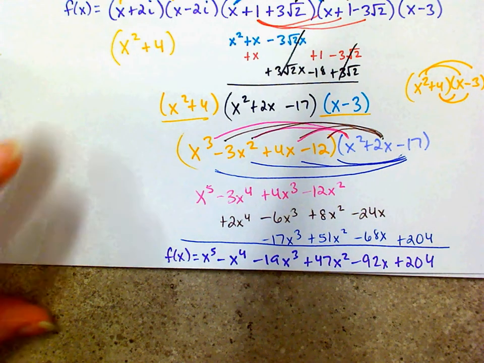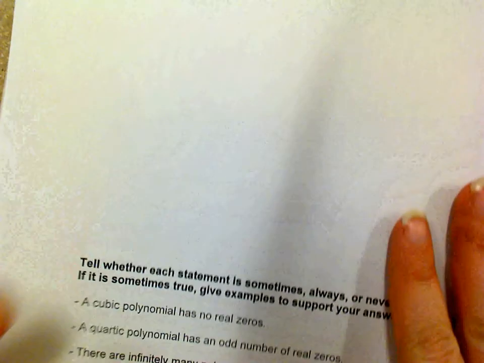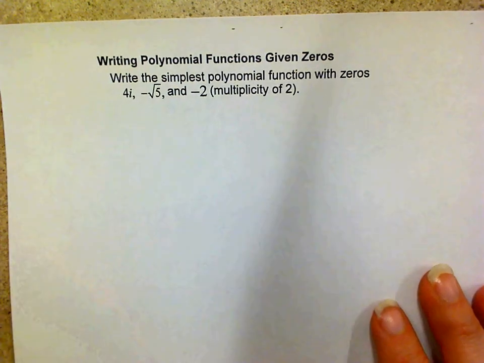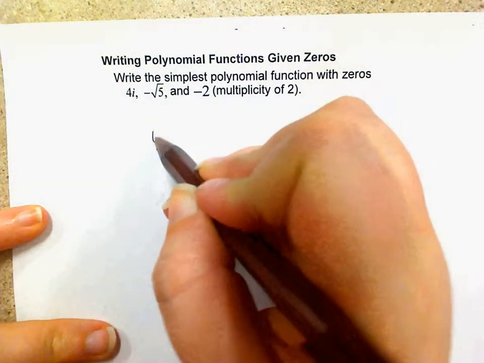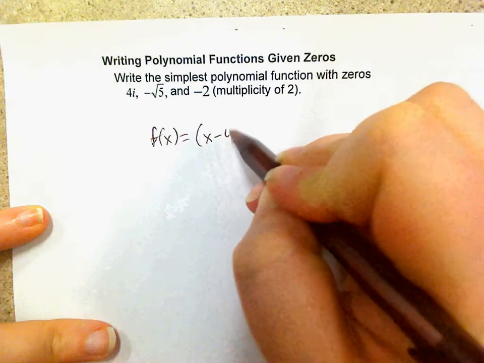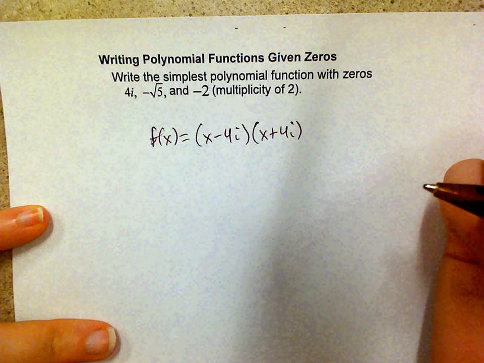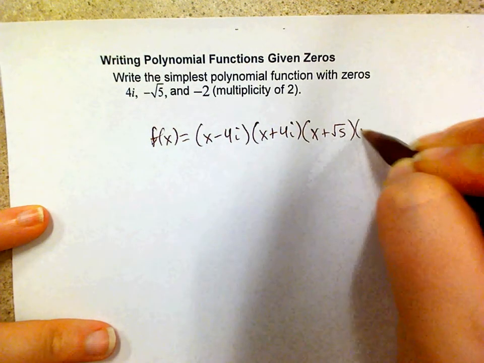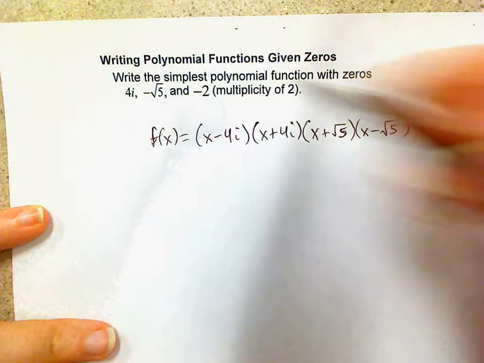Okay? So last one. If I tell you the roots are 4i, then negative square root of 5, and negative 2 with a multiplicity of 2, then your factored form would be f of x equals, if it's 4i, then we're going to write x minus 4i and x plus 4i, the conjugate pair. For the square root of 5, I'm going to write x plus the square root of 5 and x minus the square root of 5. And the order does not matter on those. And then for negative 2 with a multiplicity of 2, I'm actually going to write x plus 2 twice.